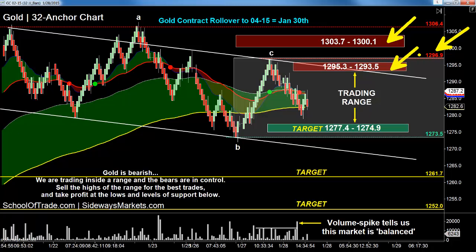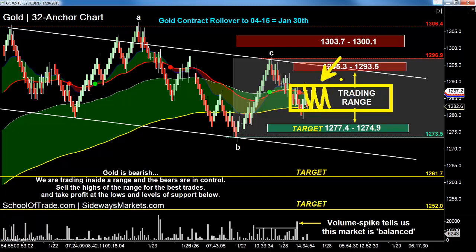This is going to be easier said than done because we might just go lower. If we do go lower, the problem is we've got some significant support waiting for us down here, 77.4, 74.9, 73.5. So the best trades are going to come selling gold at these highs, selling off these highs. That's where the easy money trades will come. If we go sideways right in the middle, what you're going to do is define a shorter term trading range and sell the highs of that range. So if we go higher, don't take the bait, look to sell the highs.